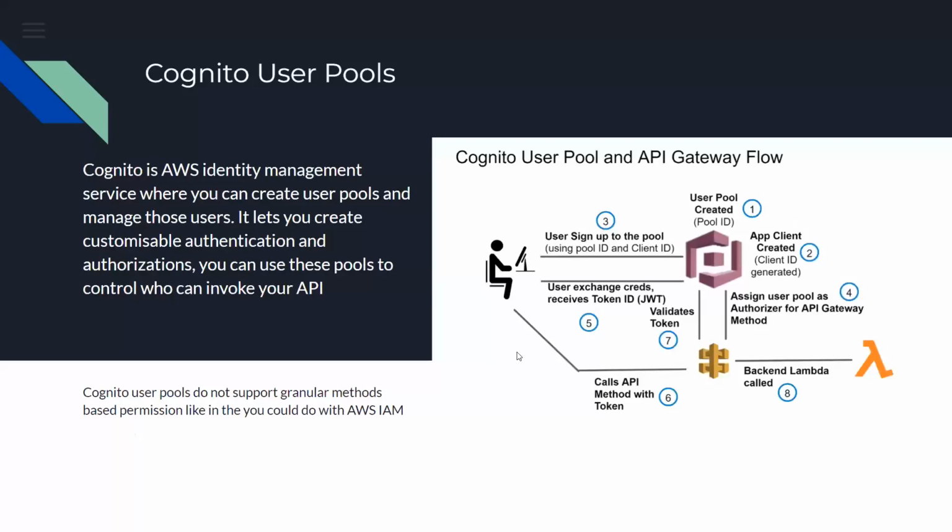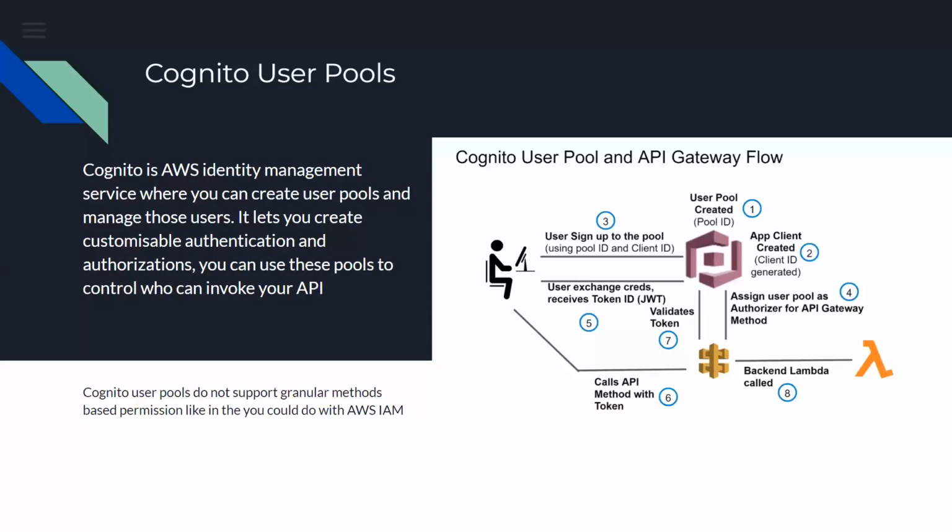So the second mechanism we'll be discussing is the Cognito user pools. Cognito is an AWS identity management service where you can create user pools and manage those user pools. It lets you create customizable authentication and authorization. You can use these pools to control who can invoke your API. So now we've talked about authorization and authentication.